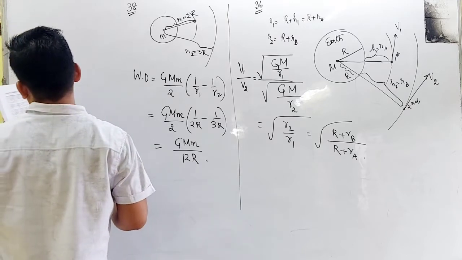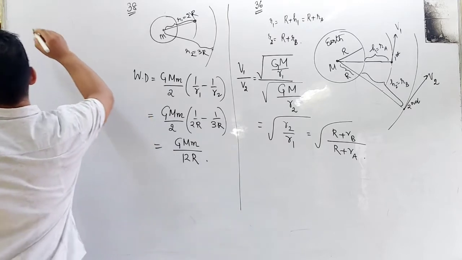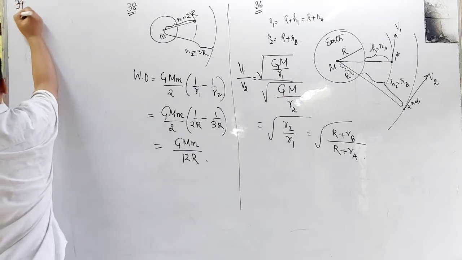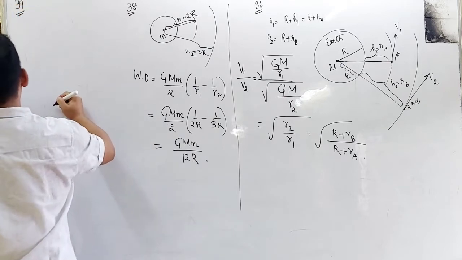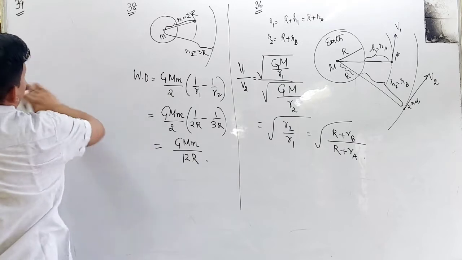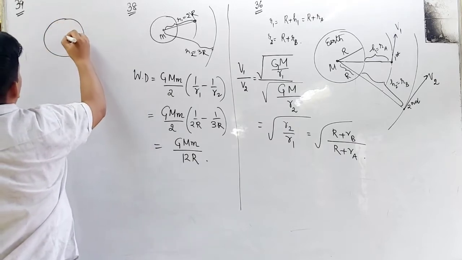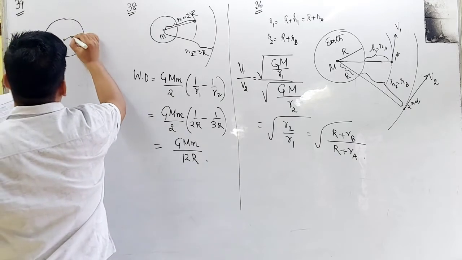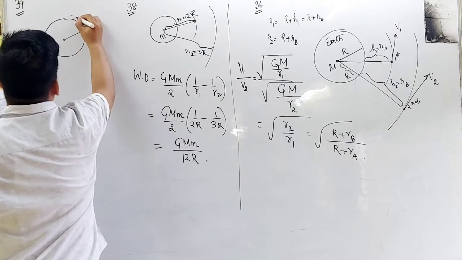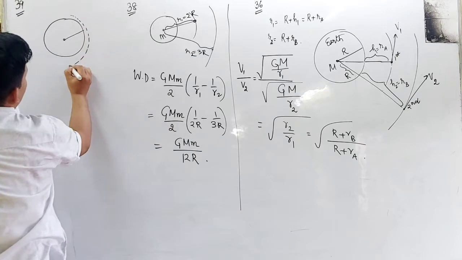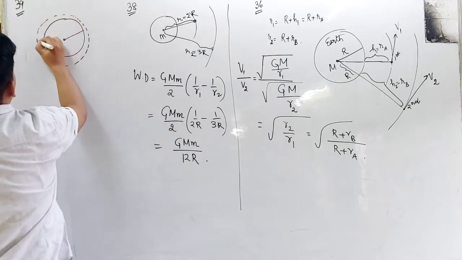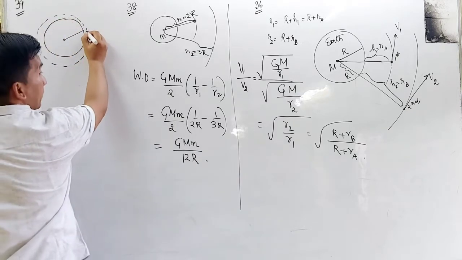Next we have question number 39. Question 39 will be very difficult. What is the time period for any satellite that is revolving just above the Earth's surface, very near to it? What is the time period here?